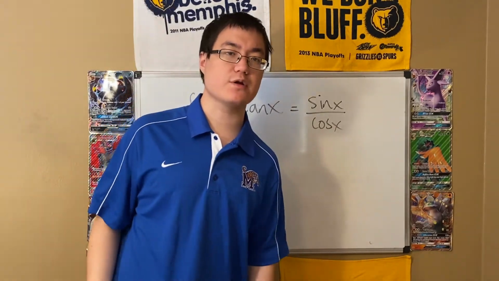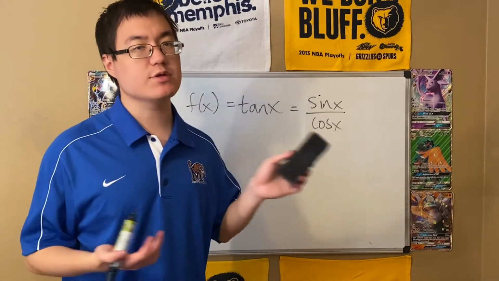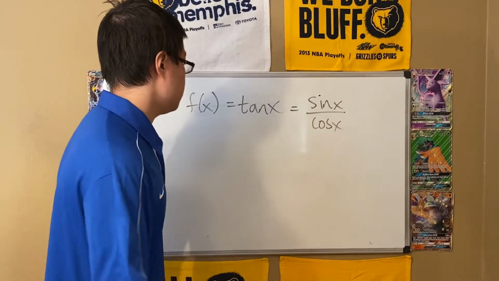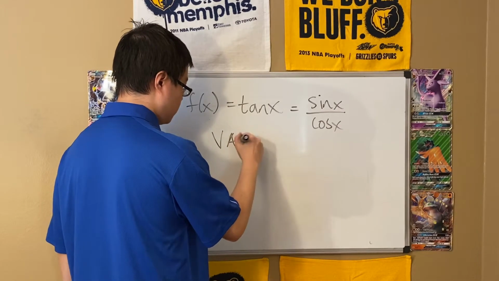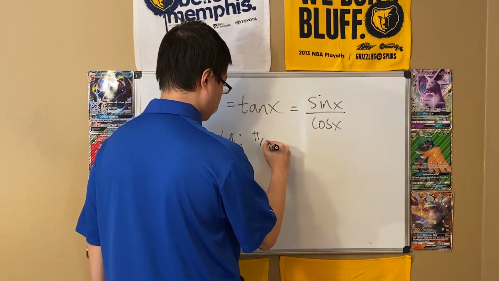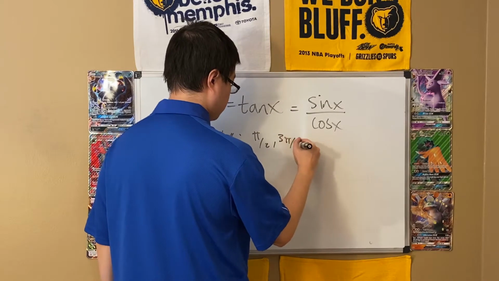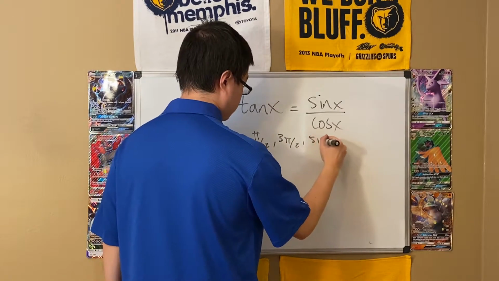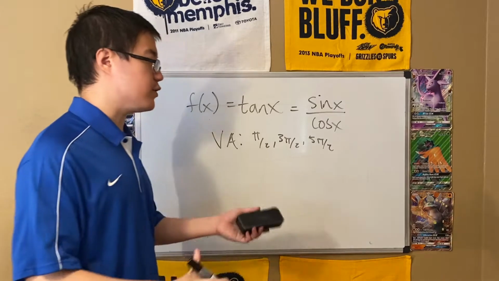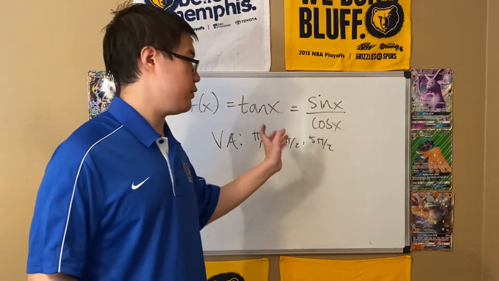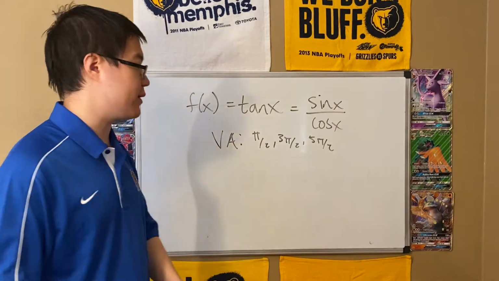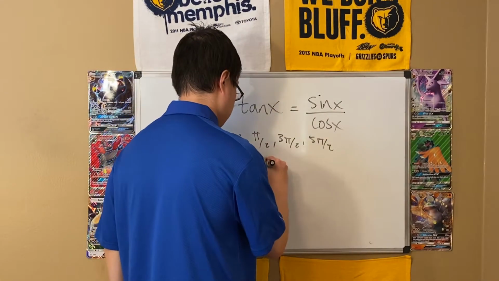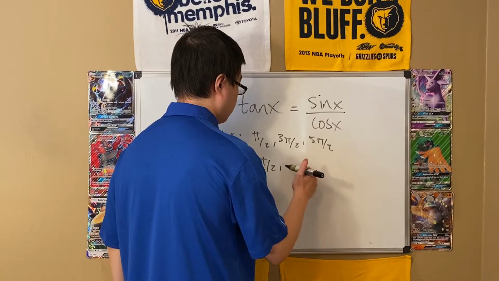Where's that zero? That's going to be your pi over 2's, 3 pi over 2, 5 pi over 2, 7 pi over 2, same thing with negatives as well. So our vertical asymptotes are going to be the pi over 2's that don't cross out, I guess odd multiples of pi over 2. Pi over 2, 3 pi over 2, 5 pi over 2, same thing with the negatives. These are going to be our vertical asymptotes.